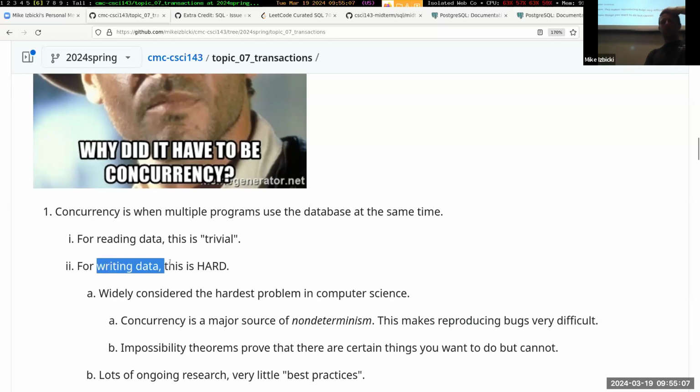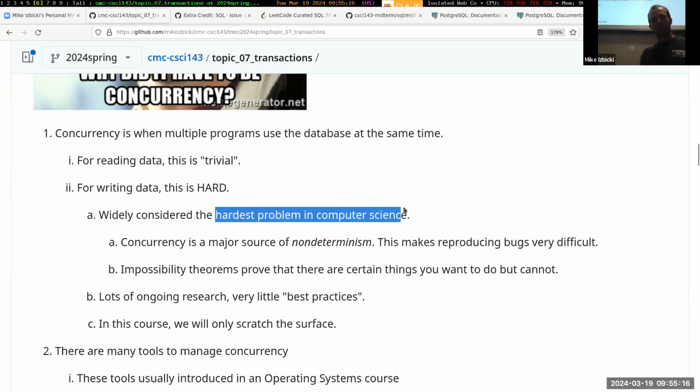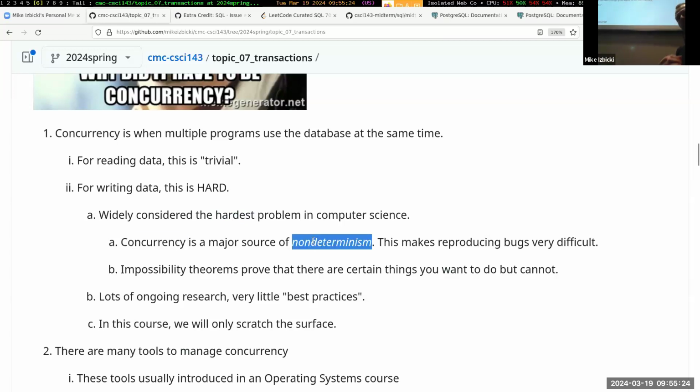We're going to be focusing, though, on writing data. And this is hard. And I mean, legitimately hard. It's widely considered to be the hardest problem in all of computer science, dealing with concurrency and writing data. And there are 2 high-level ideas about why that's the case. The first is that it's a major source of non-determinism in our programs.